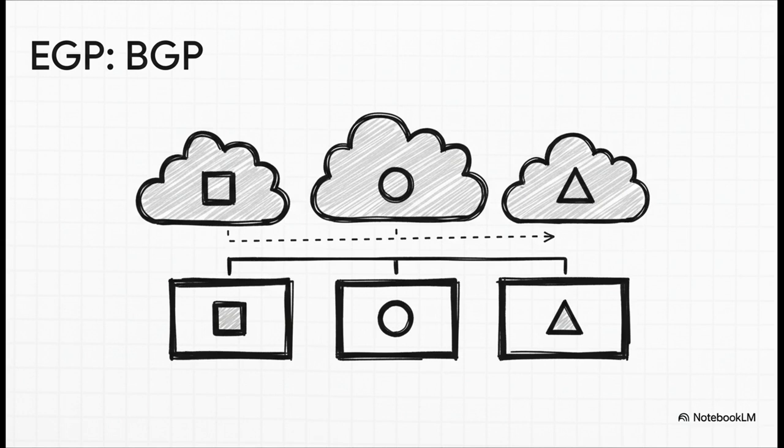BGP routers sitting at the borders of these ASs exchange information, and the most crucial piece of info is the AS_path. This is a literal list of all the AS numbers your packet will have to travel through. And this list is the secret sauce that prevents catastrophic global routing loops. Why? Because if a router ever sees its own AS number in the path it's being offered, it knows something is wrong and just throws that route away.